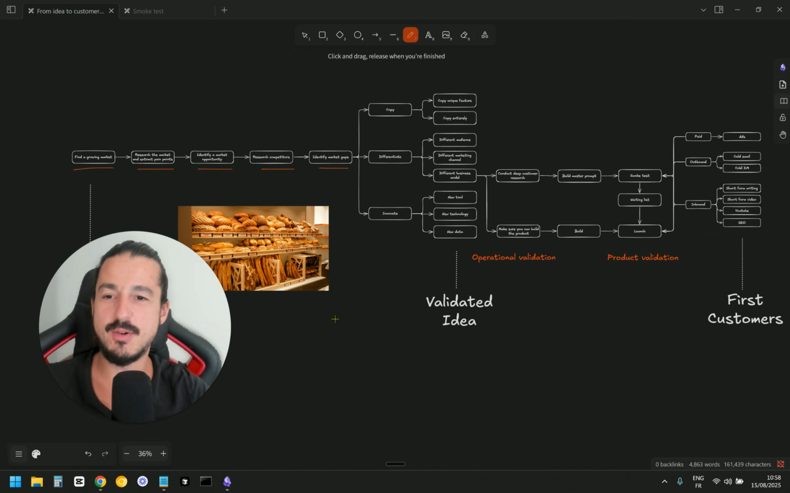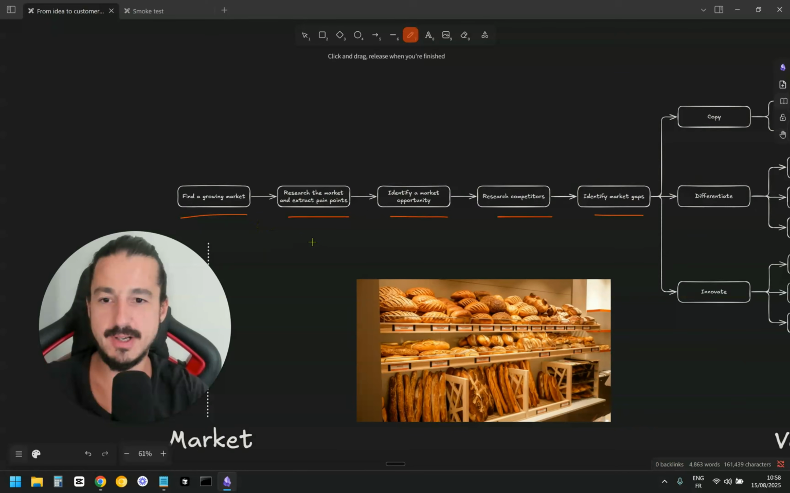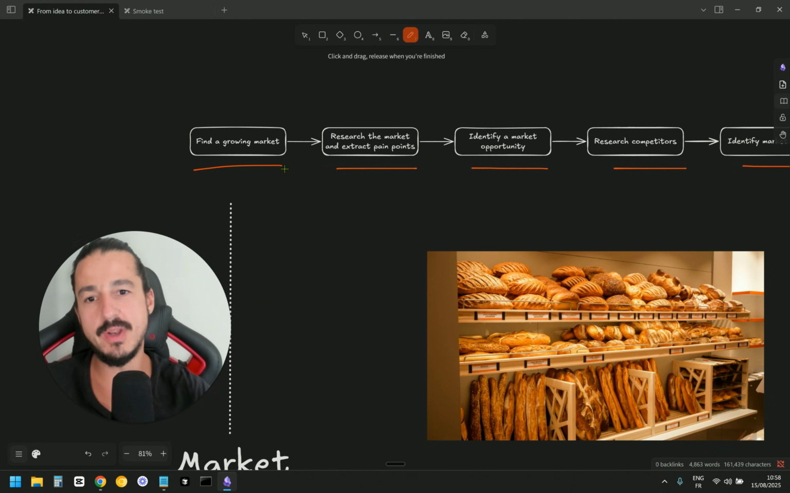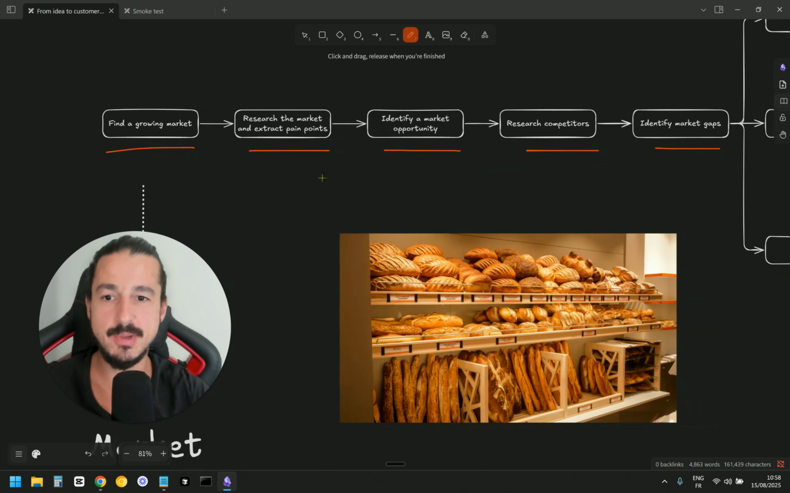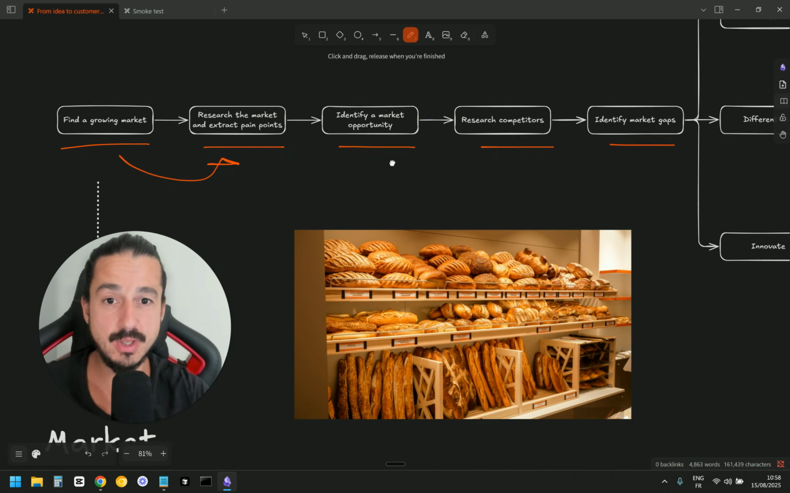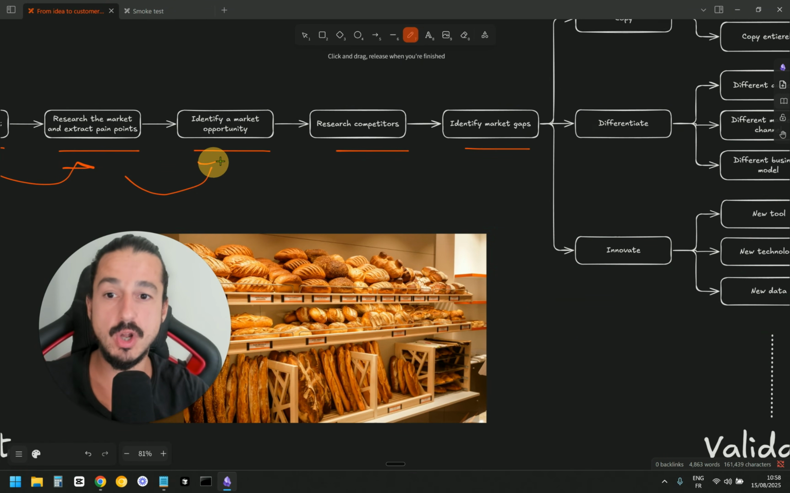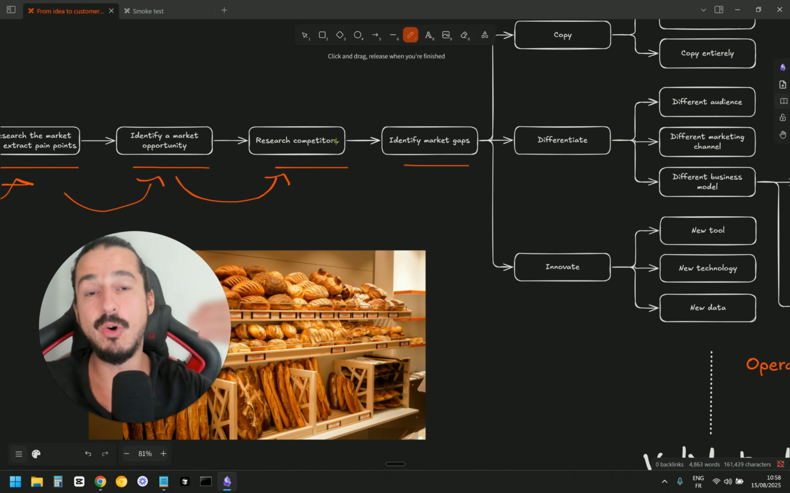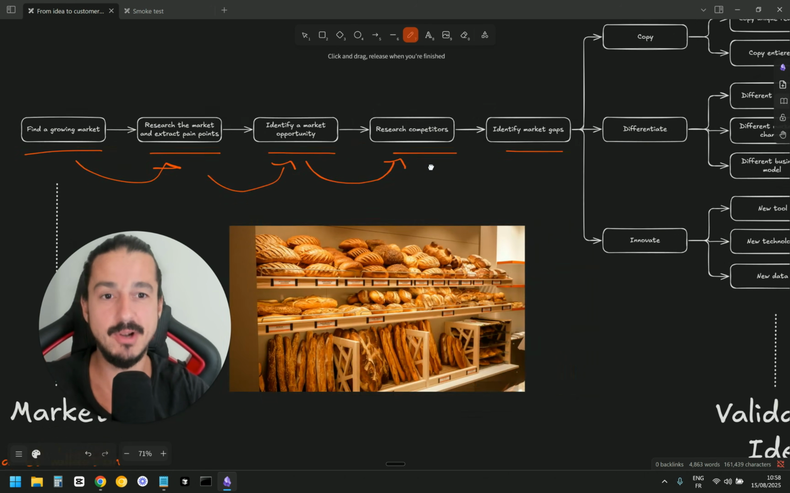All right, so let's recap what we have seen so far. What you want at the beginning is always to find a growing market or a stable market where there is demand. Within this market, you want to understand what are the major pain points that people are struggling with, which gives you a list of potential opportunities that you will understand more by researching the competitors that are already solving those pain points in this in-demand market.